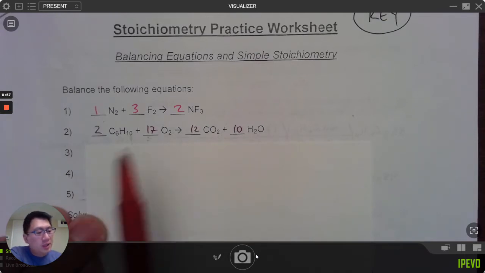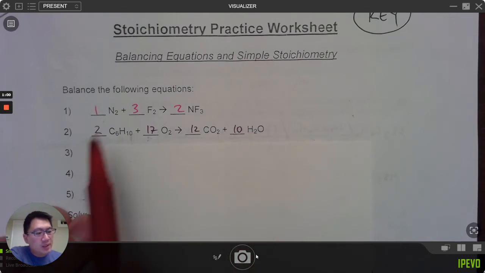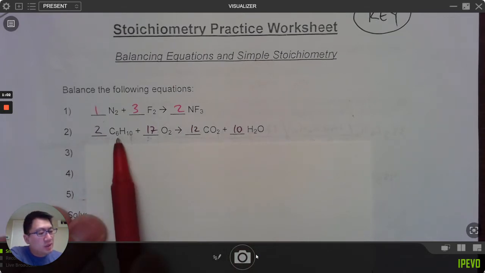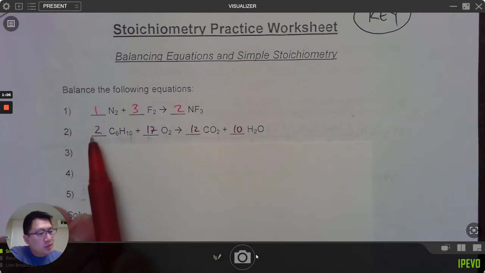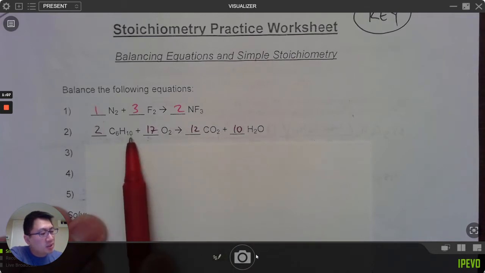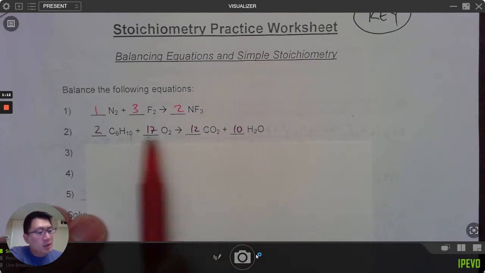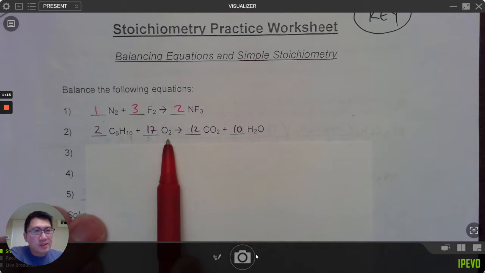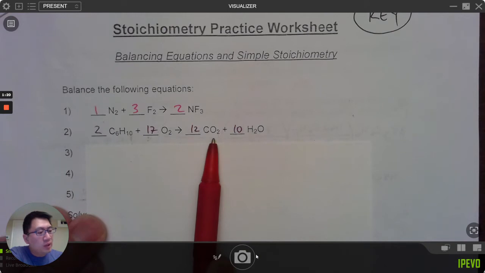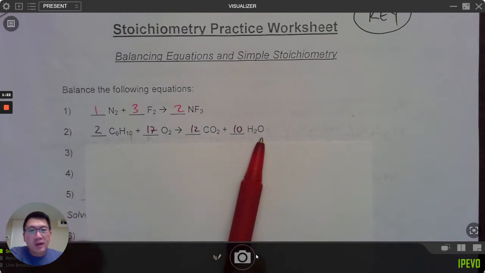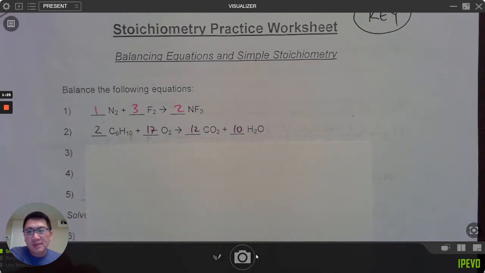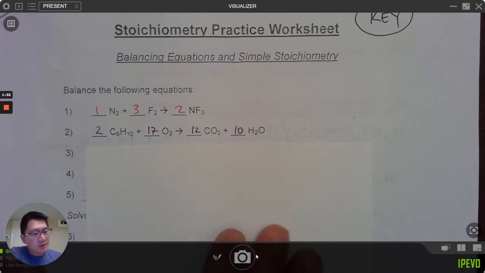Question number 2. Here are the coefficients of the balanced equation. Just checking: 2 times 6 is 12 carbons, 12 carbons. 2 times 10 is 20 hydrogens. 10 times 2 is 20 hydrogens. 17 times 2, what is that? 34 oxygens. 12 times 2 is 24, plus 10 more would be 34 oxygens. So everything's balanced. I'll put up the answers for number 3, 4, and 5 now, so you can check.